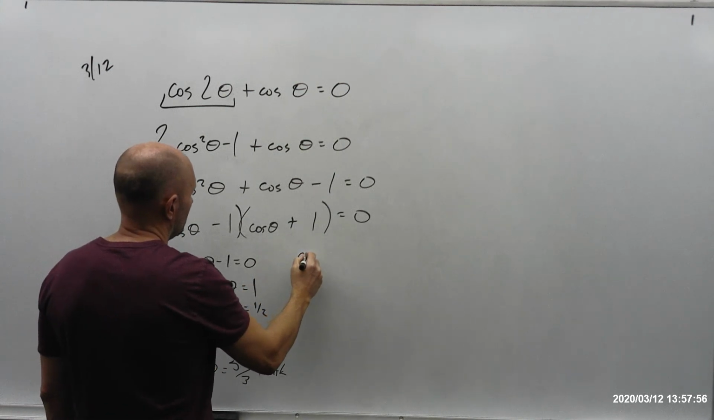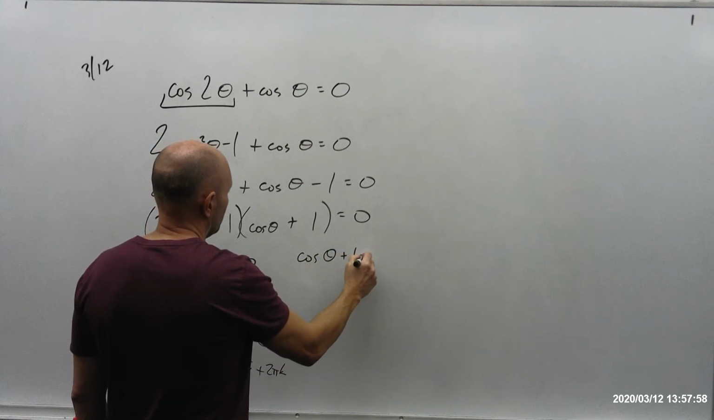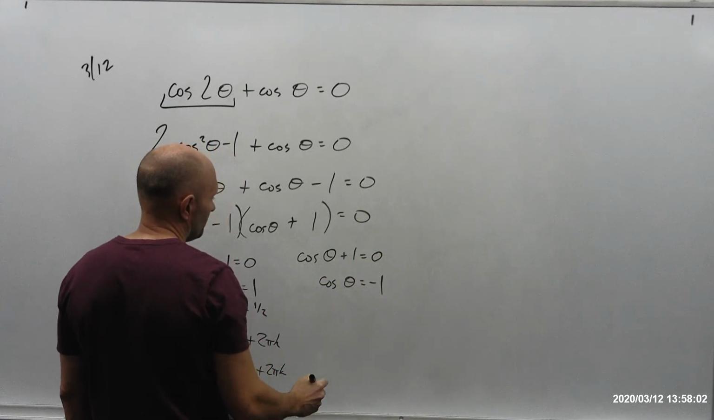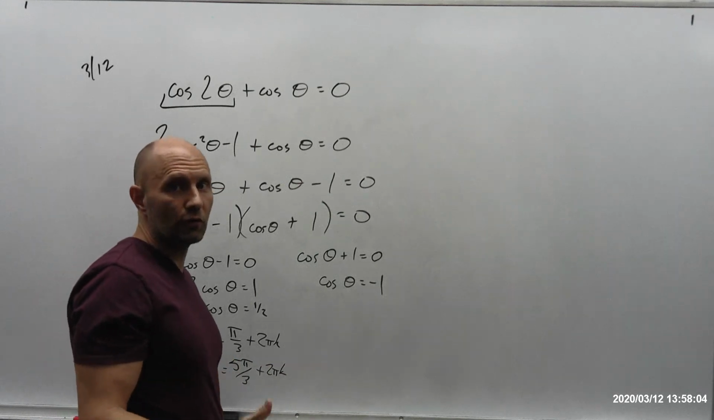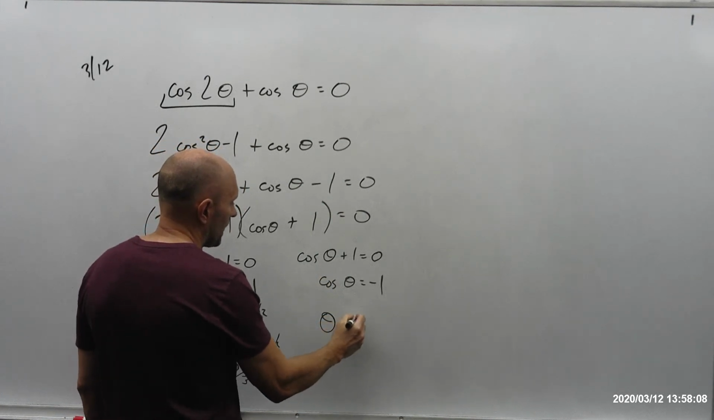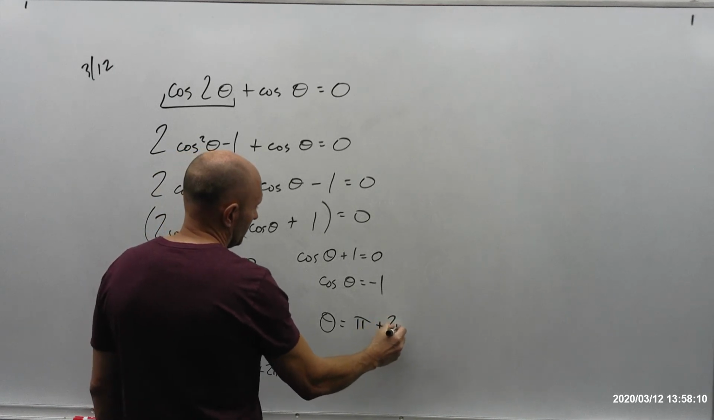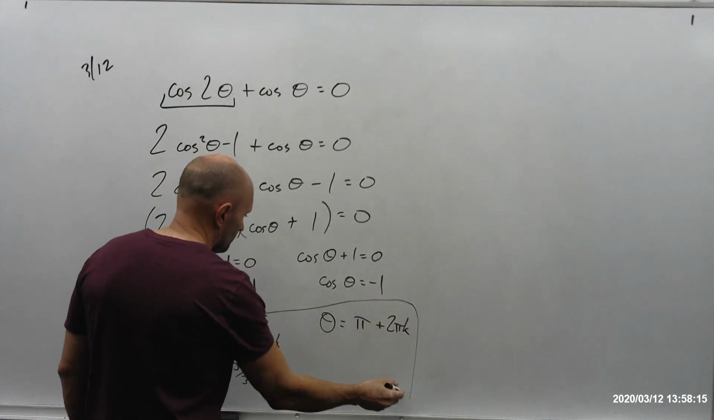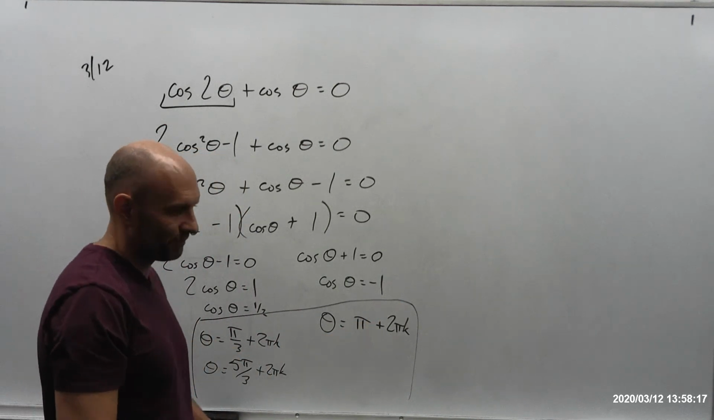And from this one, cosine of theta plus 1 is 0. Cosine of theta is negative 1. Where on the whole unit circle is cosine equal to negative 1? Only at pi. So your answer is pi plus 2 pi k. So it would be these three here as your answers.